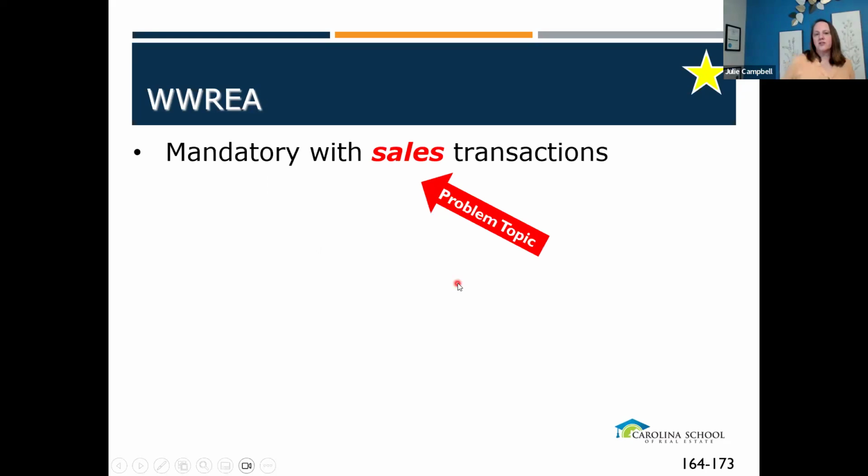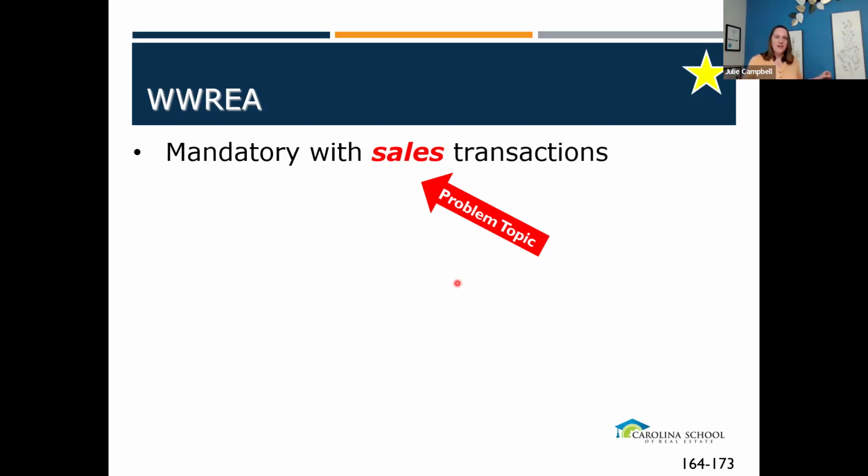The disclosure, as mentioned, is mandatory with sales transactions. Does that say lease transactions? Let's go back to the property manager. Does that say lease transactions? No. Only sales.